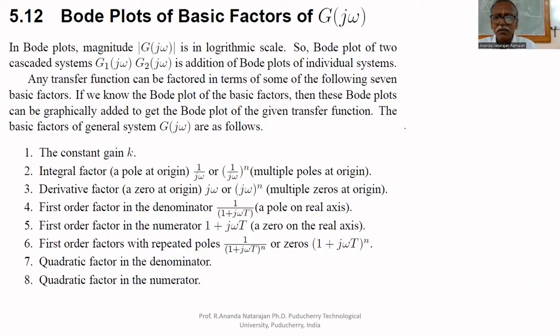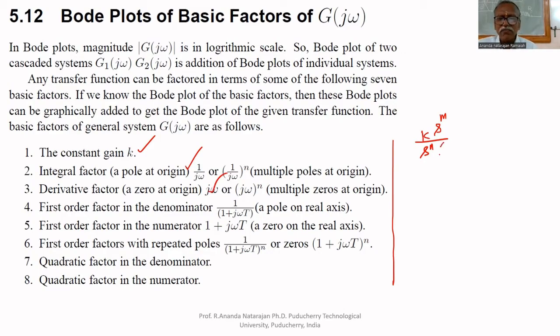If we do the partial fraction of any transfer function, you will get K separately. You will get any pole at origin, and for that we can see the plot. Then any derivative factor at the origin, any s in the numerator, for that also we can plot.